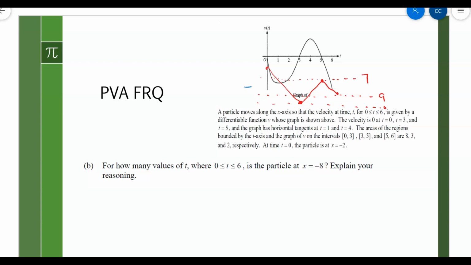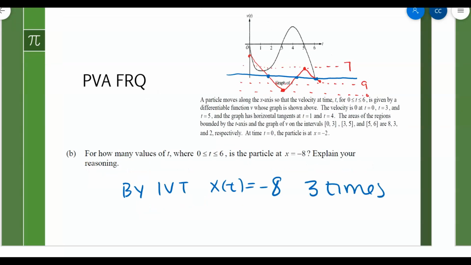So it says, when is the particle at -8? So -8 would be in here between -7 and -9. And that's going to occur once, twice, 3 times. And we know that because of IVT. So by IVT, there are 3 values of t for which the particle is x equals -8. To justify, you would just say by IVT, x of t equals -8 3 times.